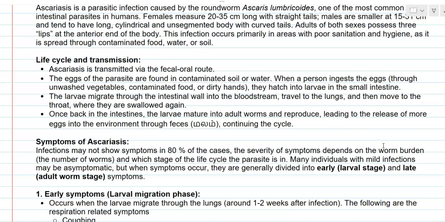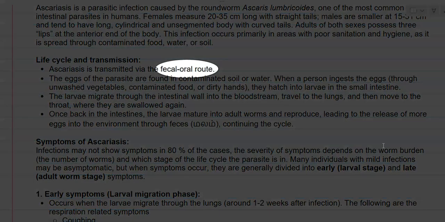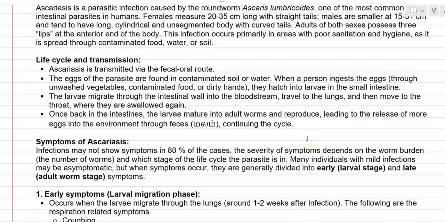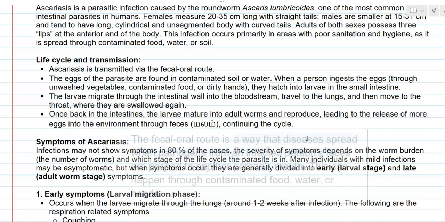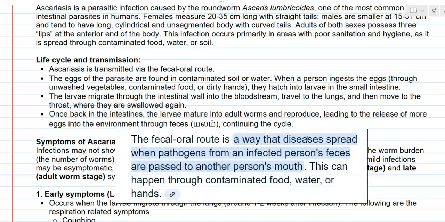Ascariasis is transmitted via the fecal oral route, meaning the eggs of the parasite are found in contaminated soil or water. A person ingests the eggs that are present in unwashed vegetables or contaminated food, or the eggs may even be sticking to dirty hands.